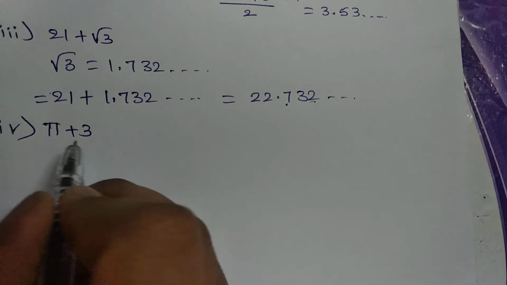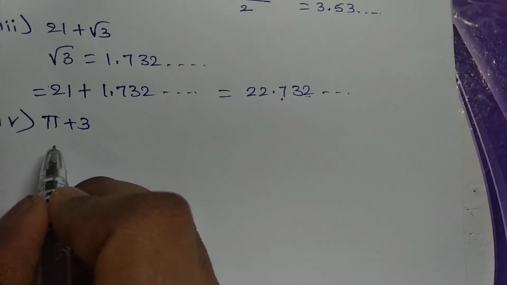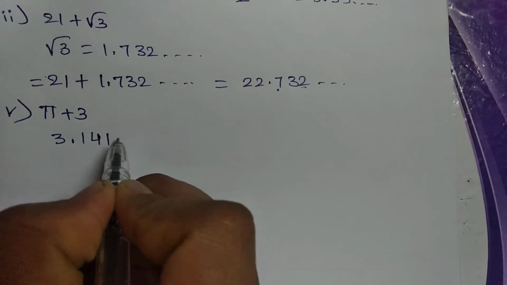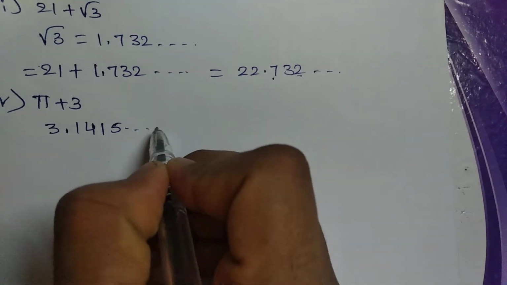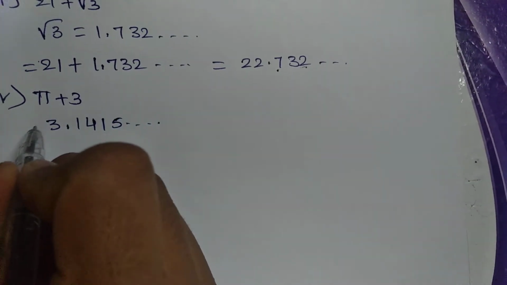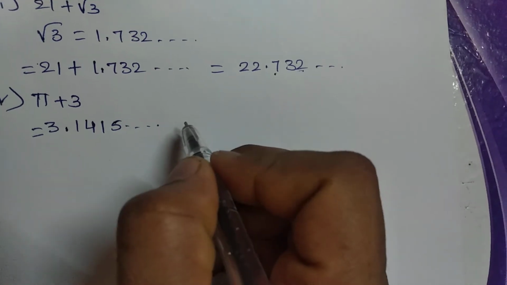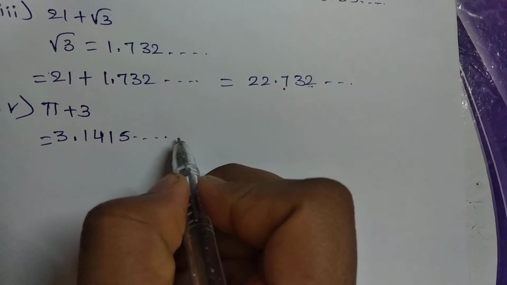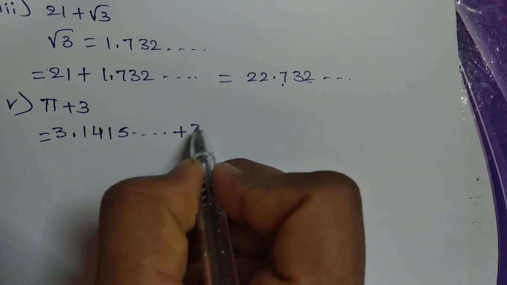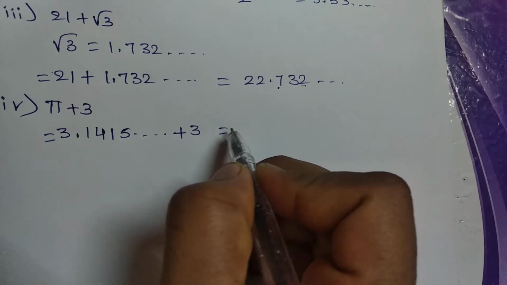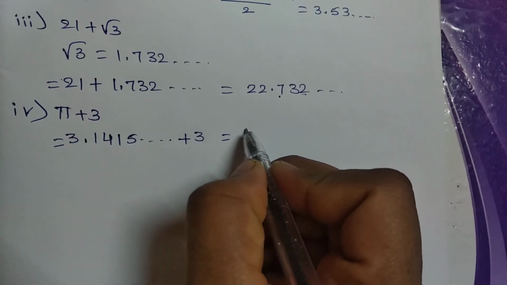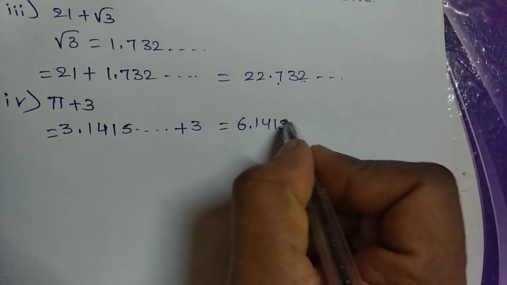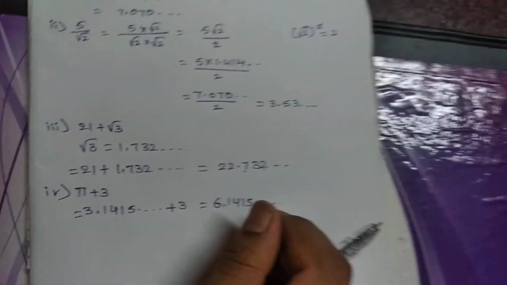Okay, here pi plus 3. What is the value of pi? 3.1415 like this, we know this one. Pi we can write as 22 by 7, and if we divide that, 3.141 like this comes. It is also a non-terminating and non-recurring decimal. And plus 3: you should add 3 to this decimal number. So what will come here? 3 plus 3 is 6, so 6.1415 and so on. It is also non-terminating and non-recurring.